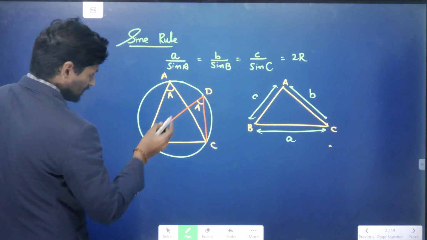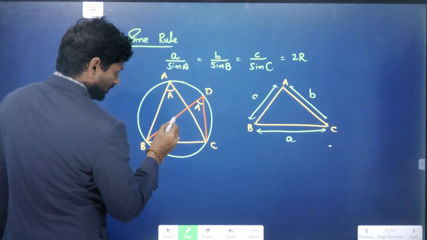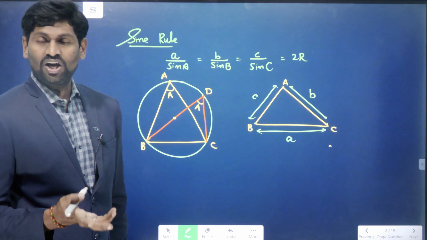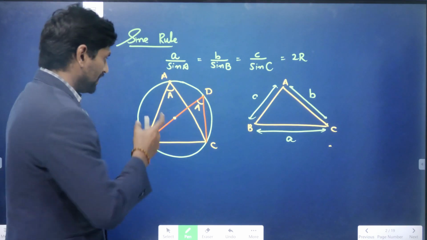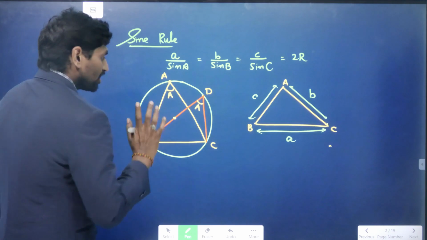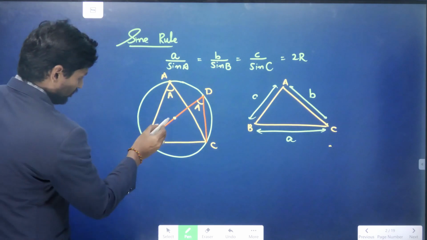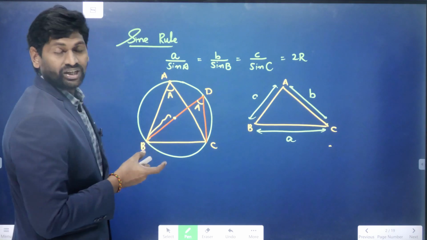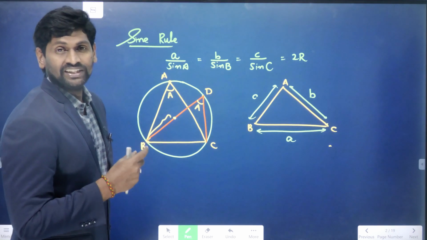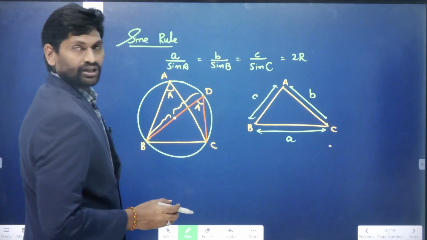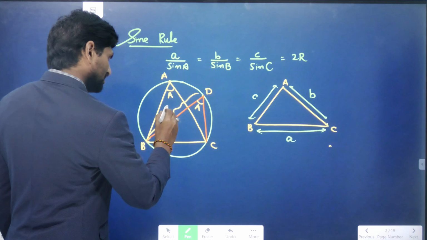And let us construct this one. BD is passing through the center. Let us think BD is passing through the center, or we have to construct a line segment BD which has to pass through the center of the circle. And from here to here, the center to the corner, is the radius, nothing but the circumradius. We represent it with the capital letter R. So from here to here is also R, so R plus R, the total distance, is 2R.